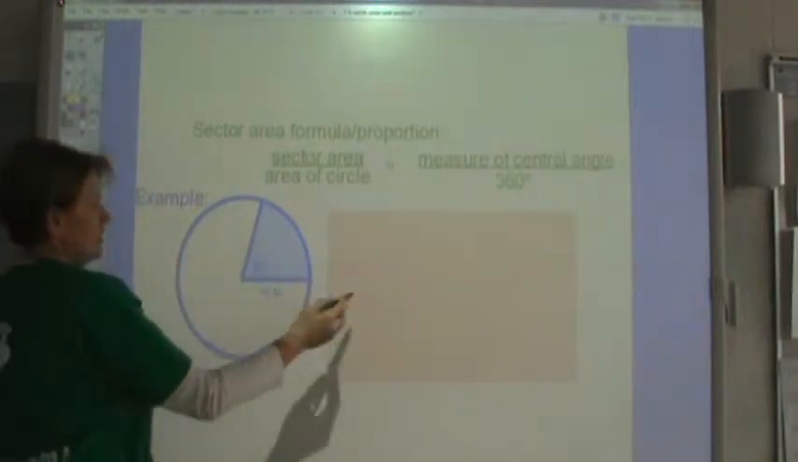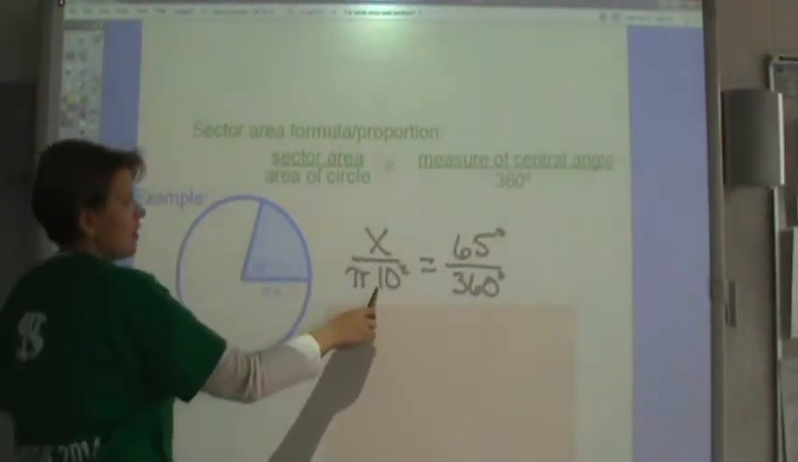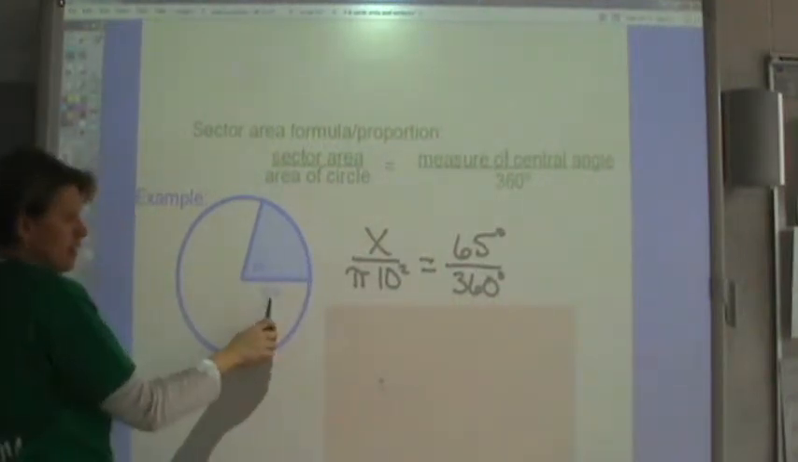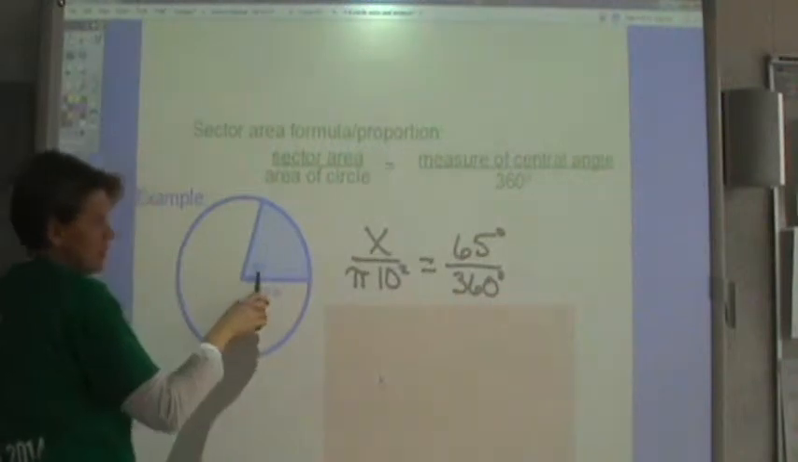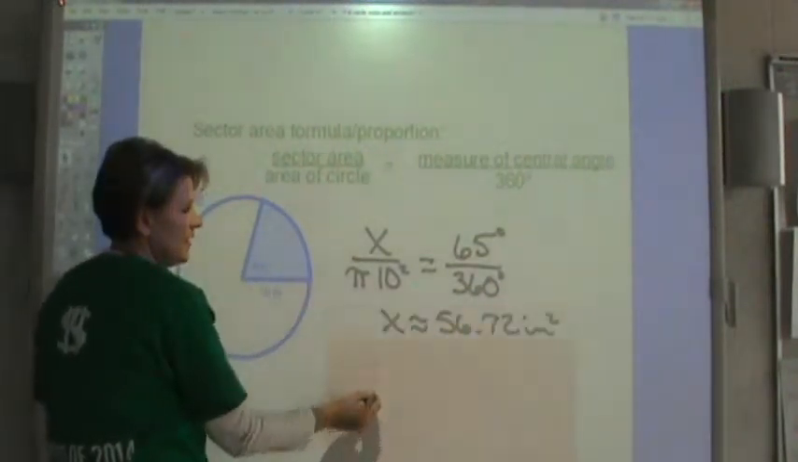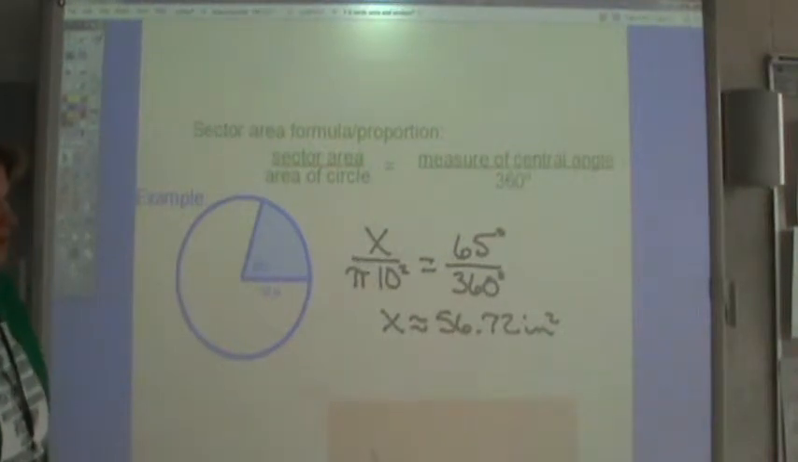So for this particular one, it would look like this. We'd have x over the area of the circle, which is pi r squared. R is 10, so I'm going to put that right there. The measure of my central angle is 65 over 360. So I just cross multiply, and I get about 56.72 inches squared.